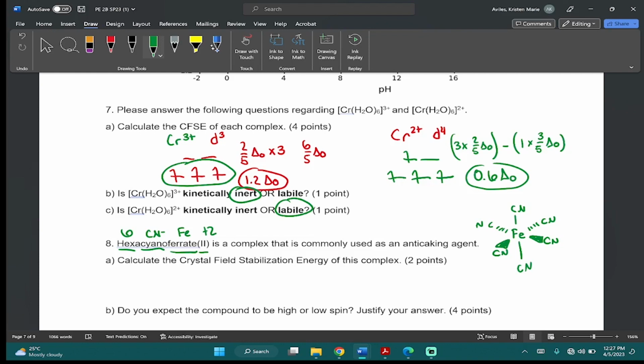Carbon monoxide is neutral, because our carbon is negatively charged and our oxygen is positively charged, so it cancels out. Hydroxide, -1. Ethylenediamine, neutral. EDTA, -4. Stuff like that.